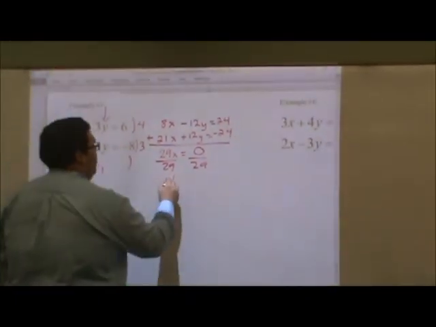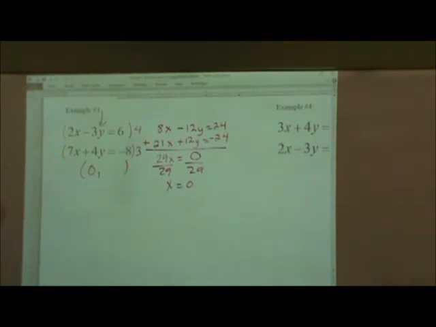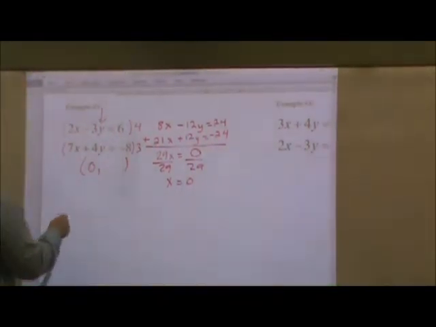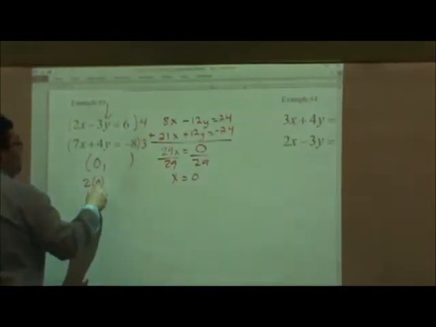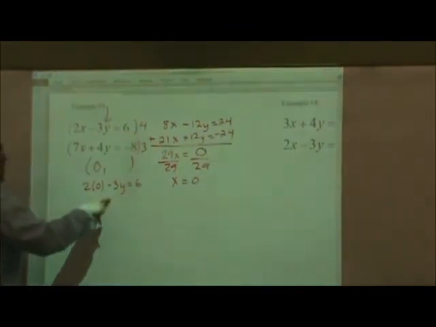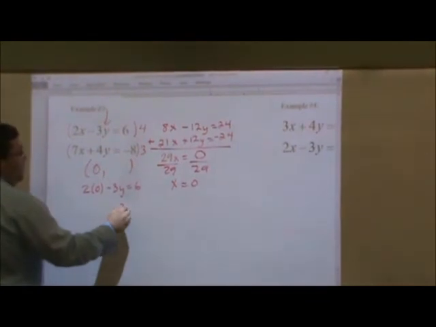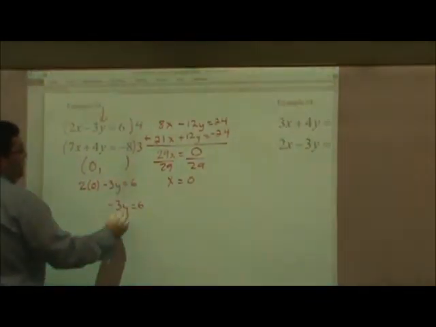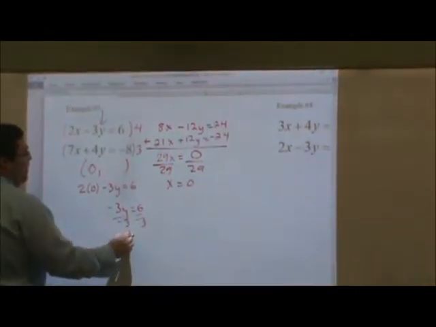Now that we have that answer, when you go to plug into one of the original equations, I'll choose the top one. 2 times 0 minus 3y equals 6. Well, we know 2 times 0 is 0, so negative 3y equals 6. So I get, dividing, y equals negative 2.